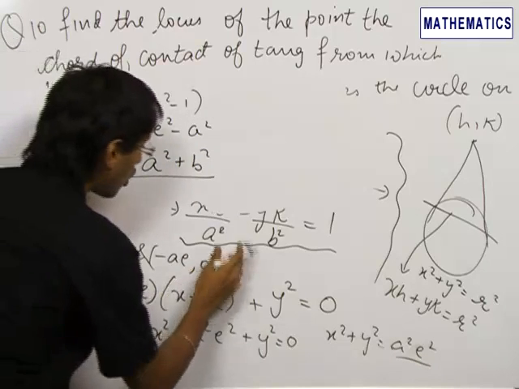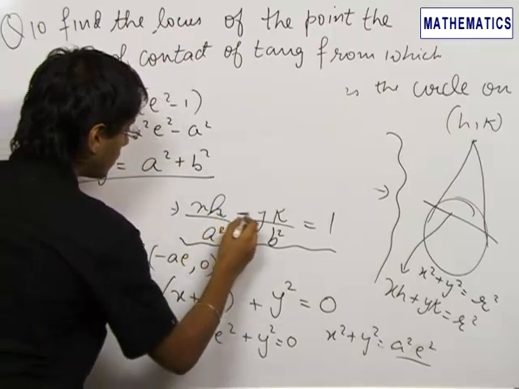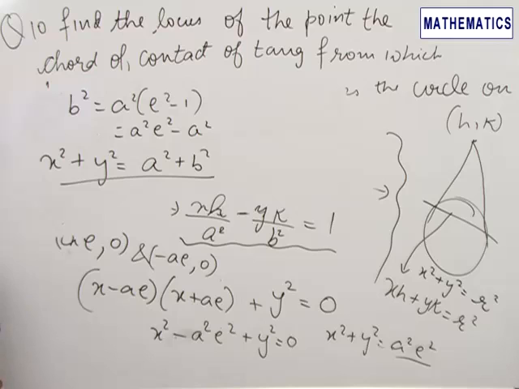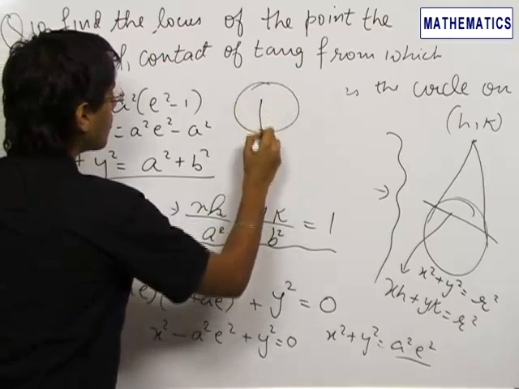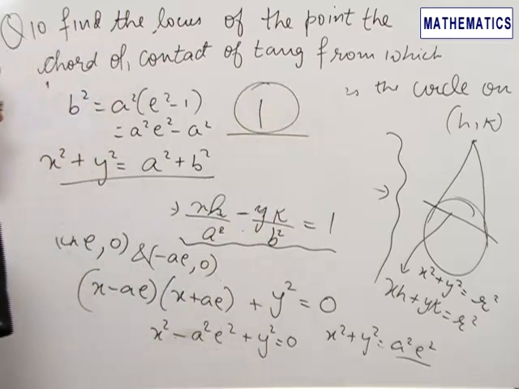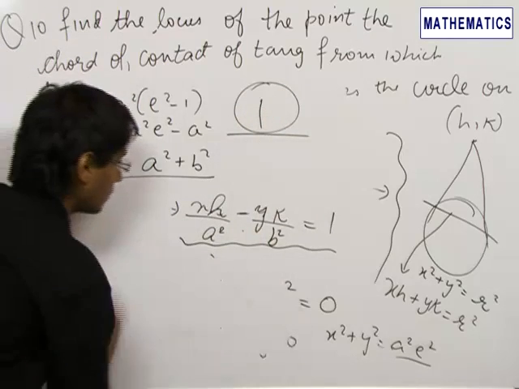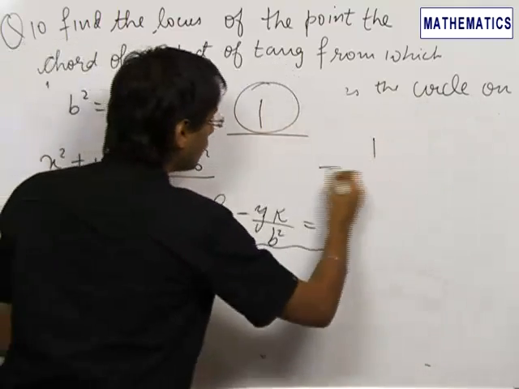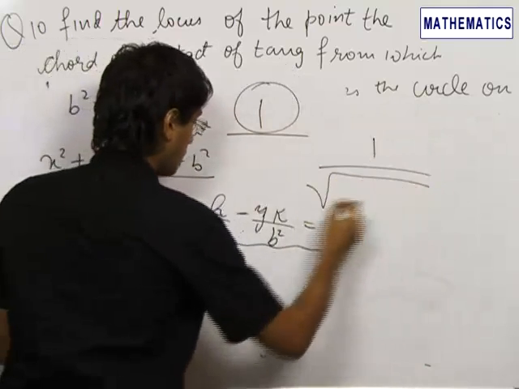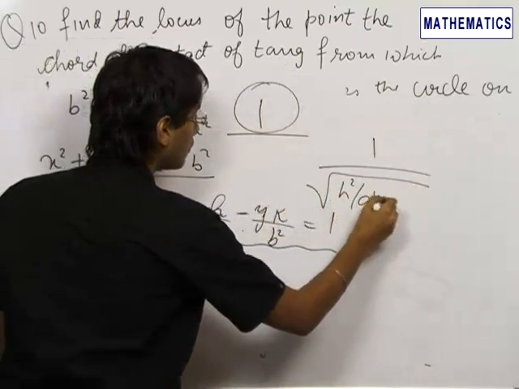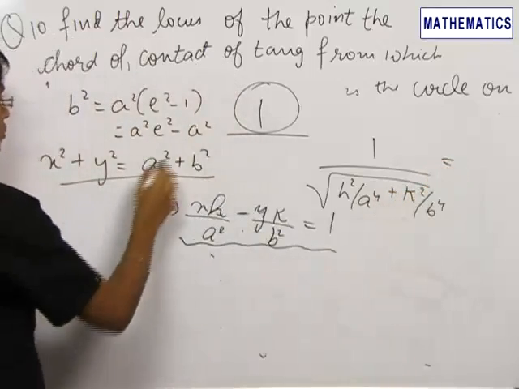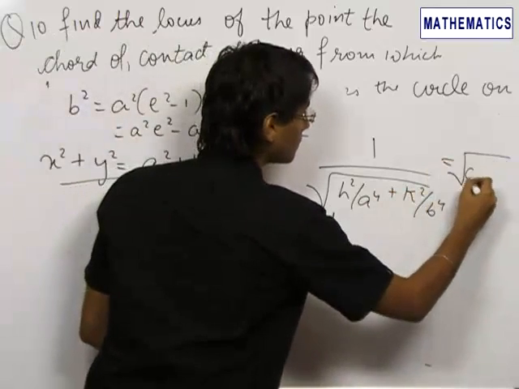Now it is given that this chord of contact xh by a square minus yk by b square is equal to 1 touches this circle. Hence if we drop a perpendicular from the center on this chord of contact, it will be equal to radius of the circle. Hence on dropping perpendicular from the center, that is 0, 0, we get 1 upon under root of h square upon a power 4 plus k square upon b power 4 is equal to the radius, which is equal to under root of a square plus b square.